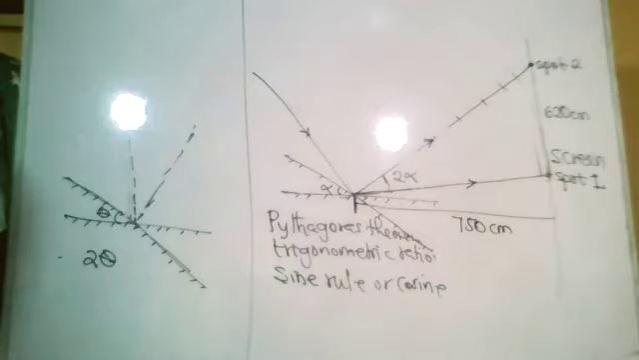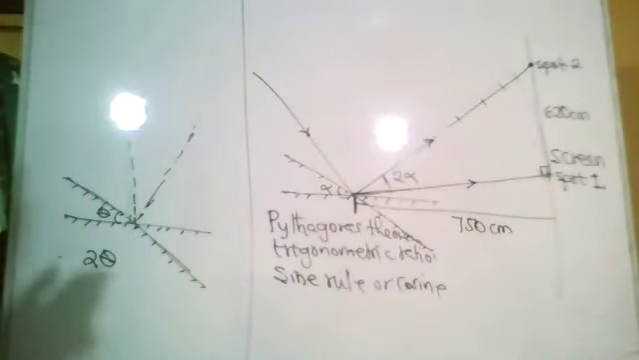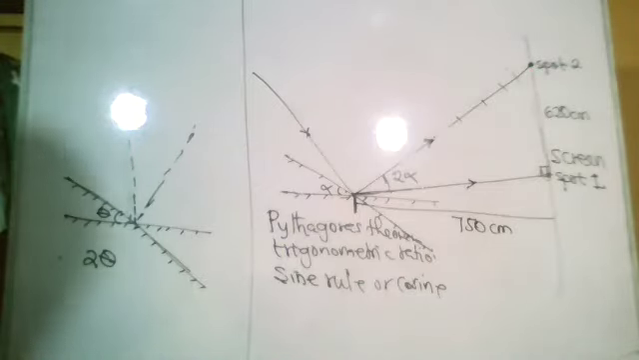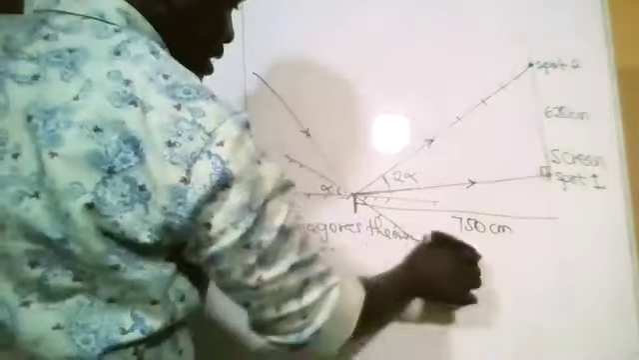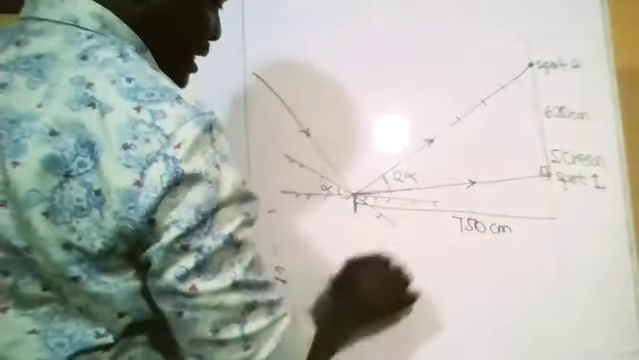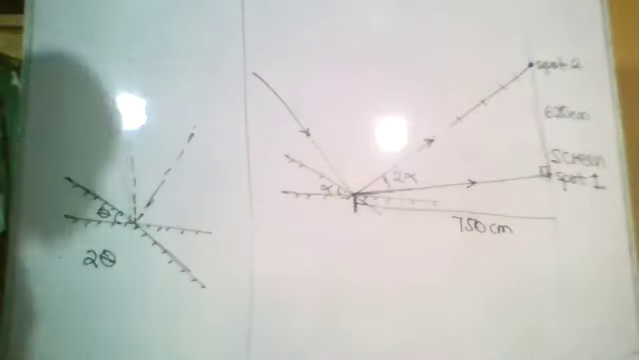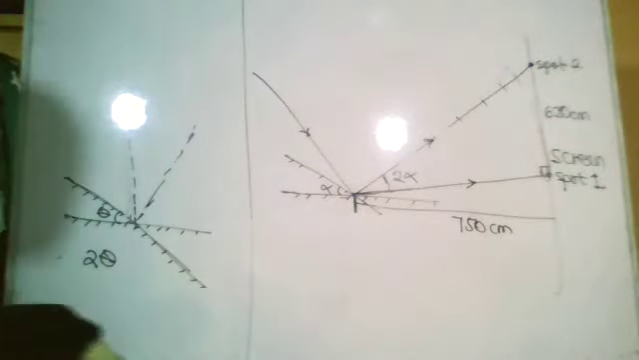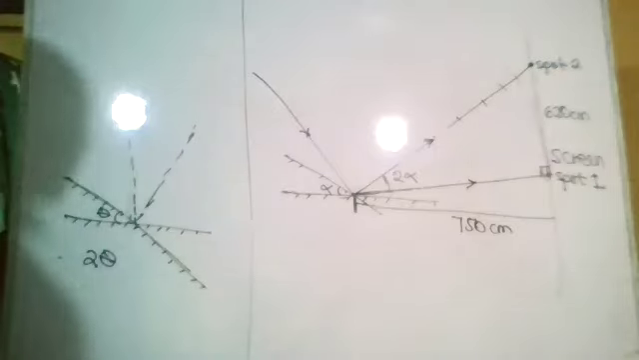Now, because we are not so sure whether this is perpendicular, we can use something else, either the sine rule. Let's use the sine rule to find this angle, which we are representing as 2 alpha.